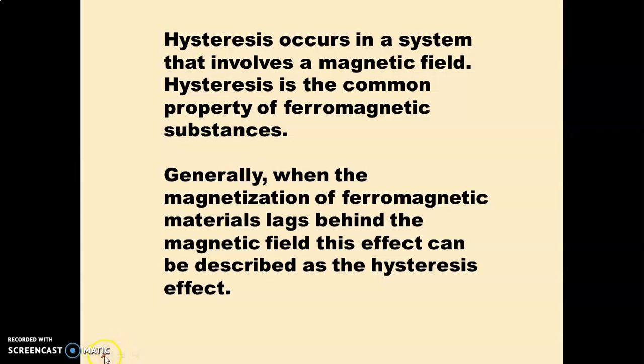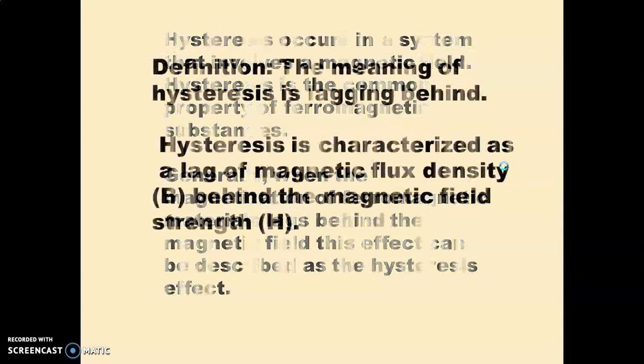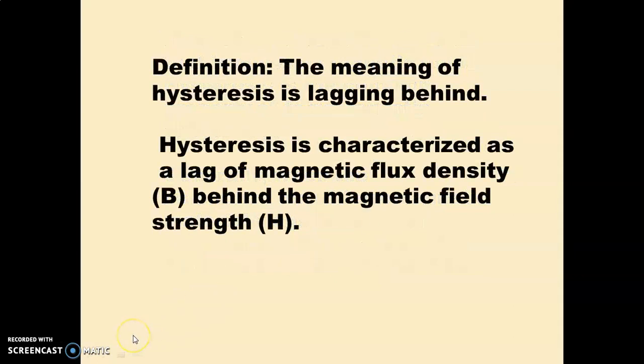That means we have the magnetization, vector M, and whatever the magnetic field is there, vector B. Now when vector M lags behind the magnetic field B, it is described as the hysteresis effect. Definition: the meaning of hysteresis is lagging behind.